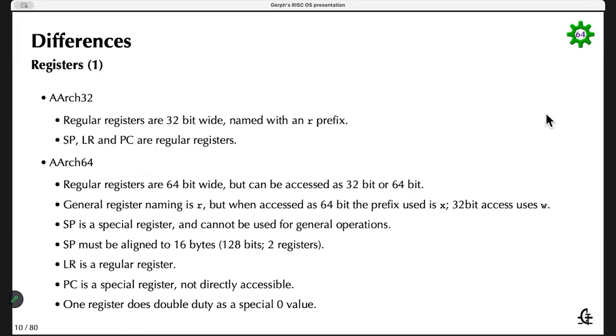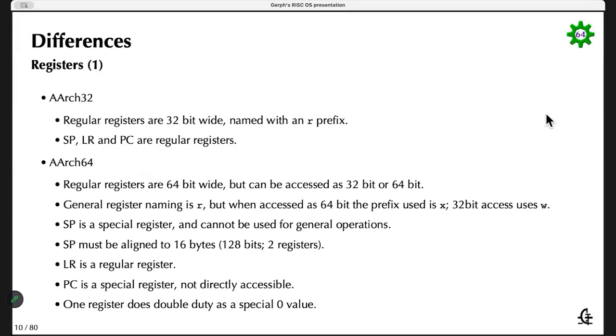If you try to use the stack with a different alignment by configuration, that may abort. You may actually get an abort because the stack is no longer valid. And that's just to protect you from various things. Link register is a regular register. It's just by convention, it is X30.